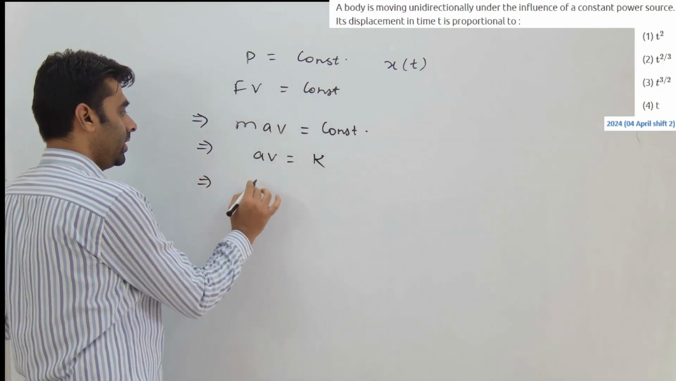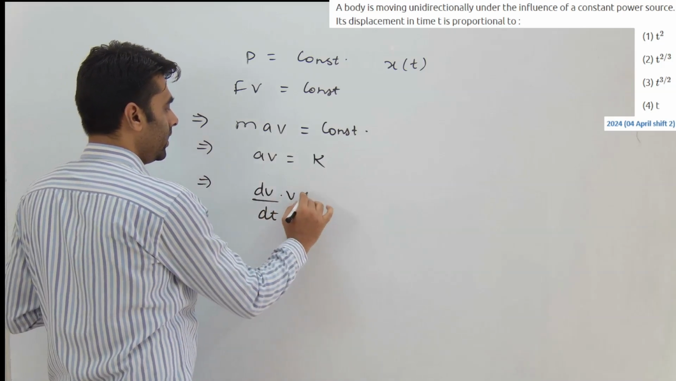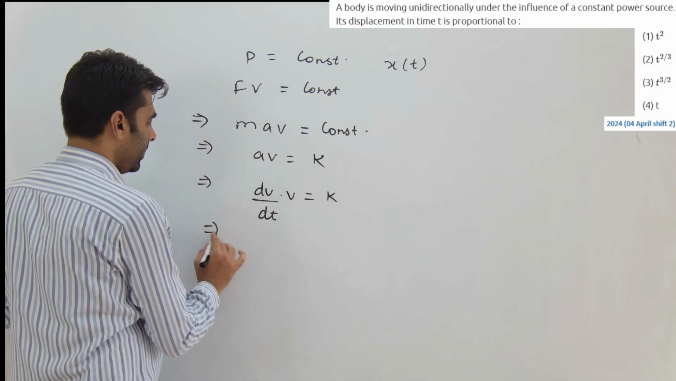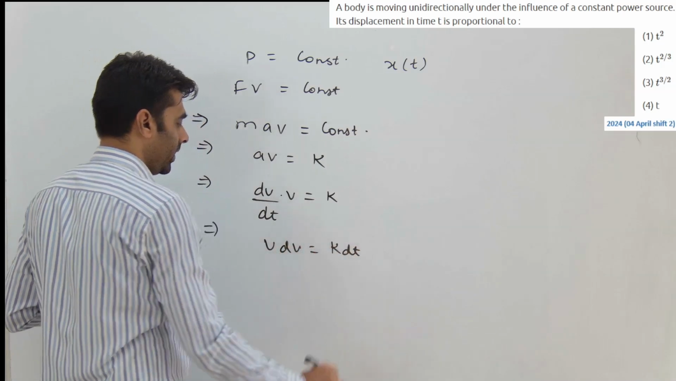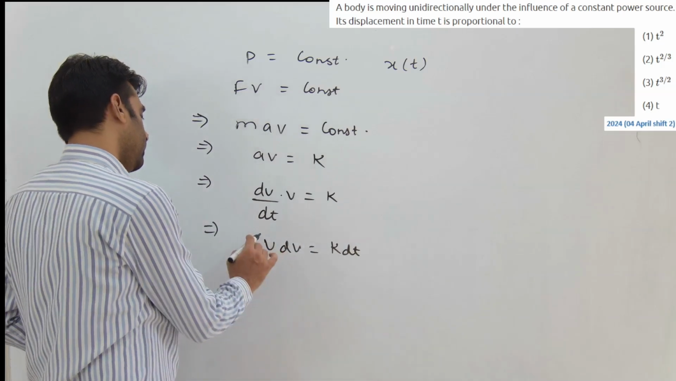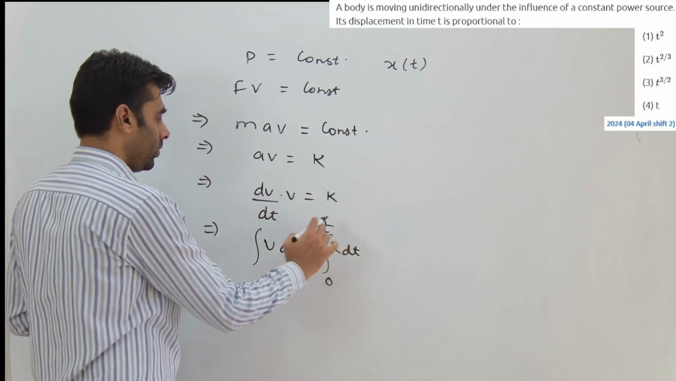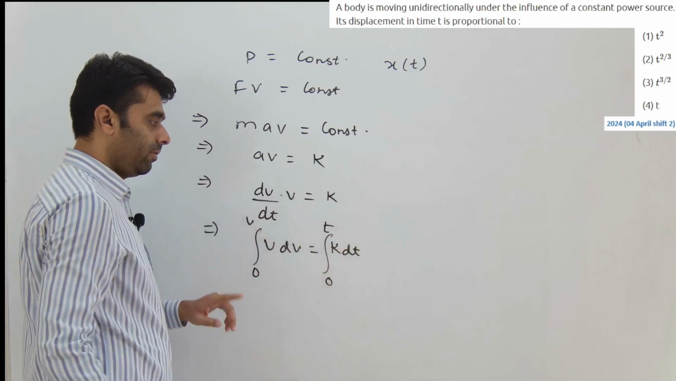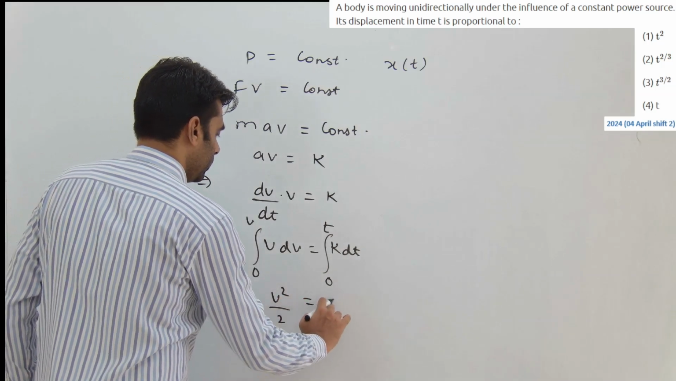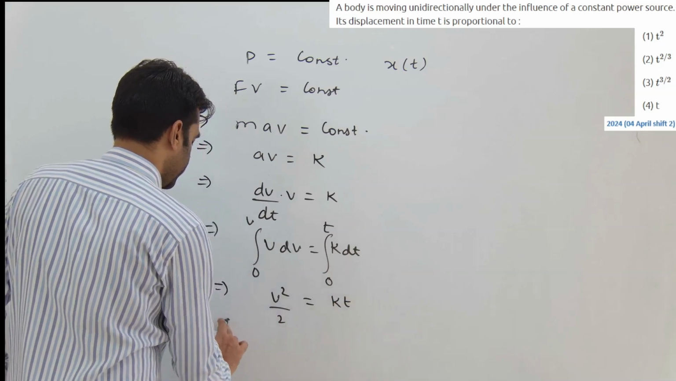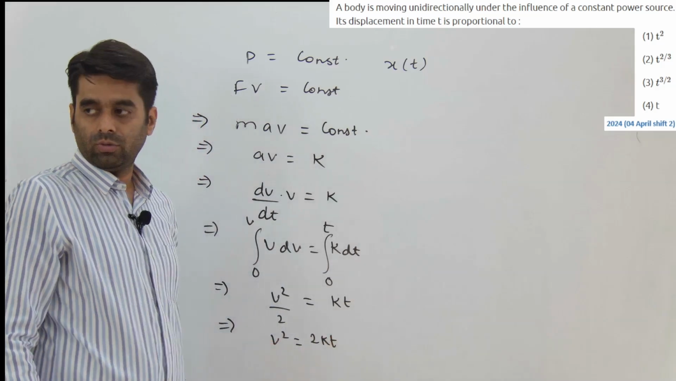Acceleration we know is dV by dt. dV by dt into V is equals to K. I'll rearrange this. V dV is equals to K dt. Right? If we integrate it on both the sides, let's say from time t equals to 0 to t, velocity 0 to V, the result we'll get over here is V square by 2 is equals to K into t. Let us rearrange this. So V square is equals to 2Kt.